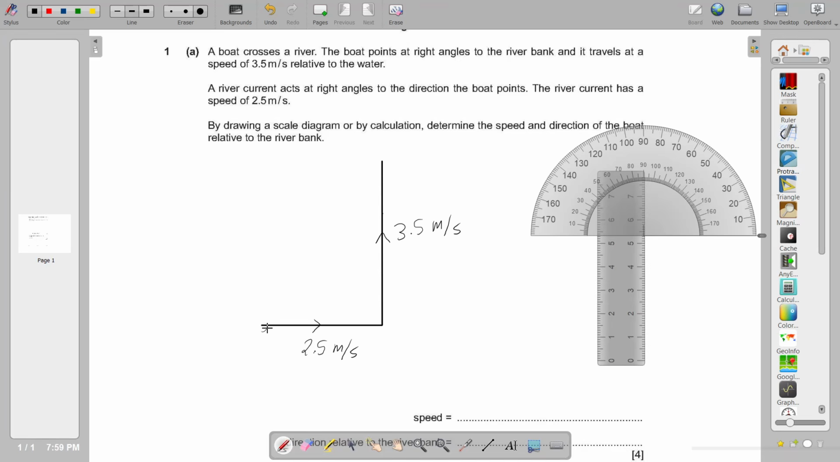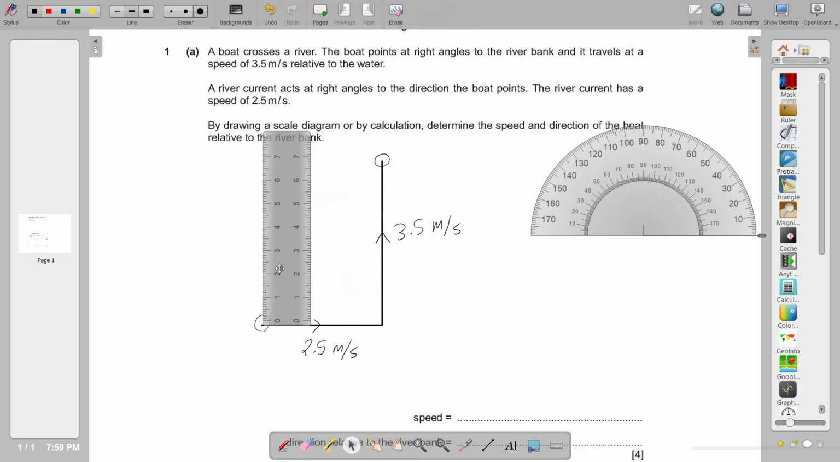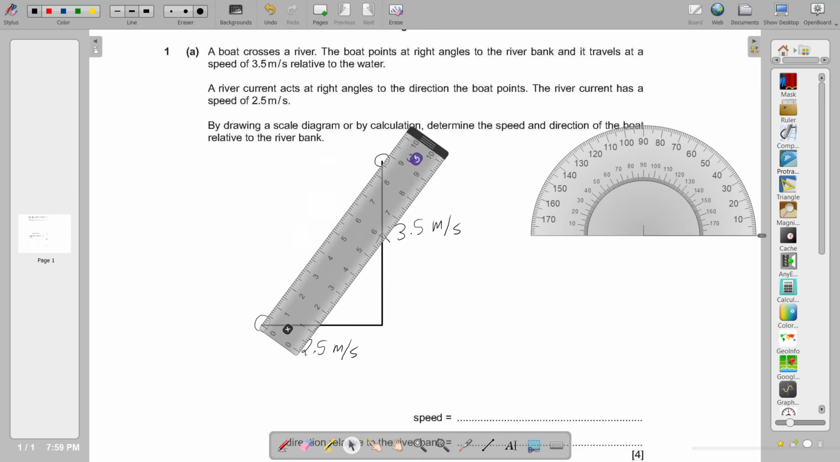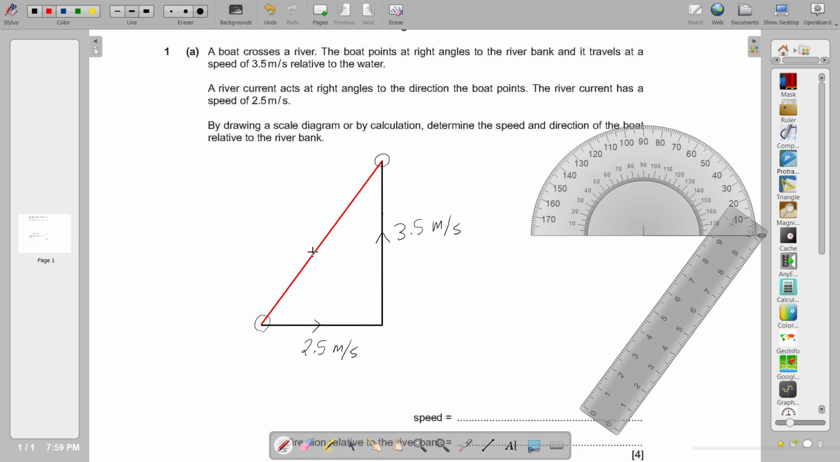The resultant will be from the starting of the drawing to the ending of the drawing. So we put the ruler here, the 0 mark at the start of the first arrow. We tilt until we get to the end of the second arrow. Now this represents the resultant velocity, and now we label it resultant.